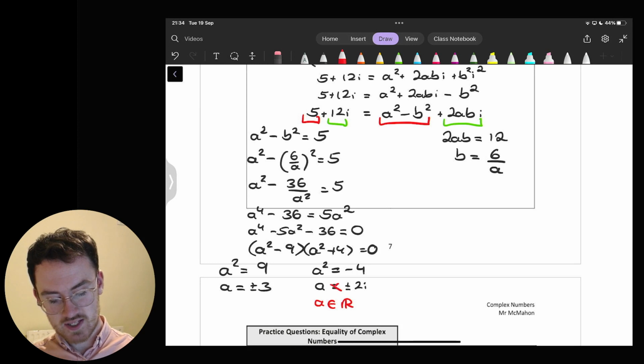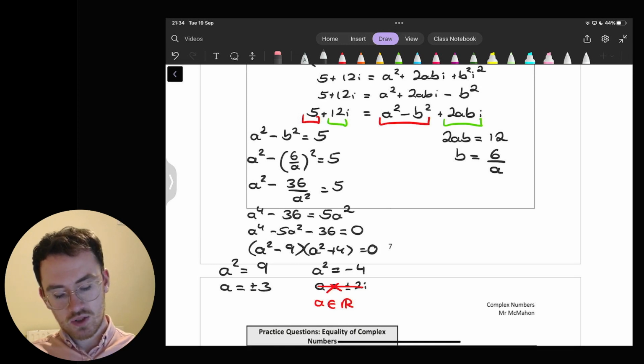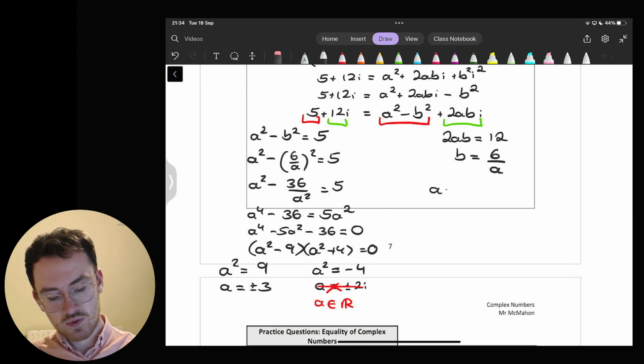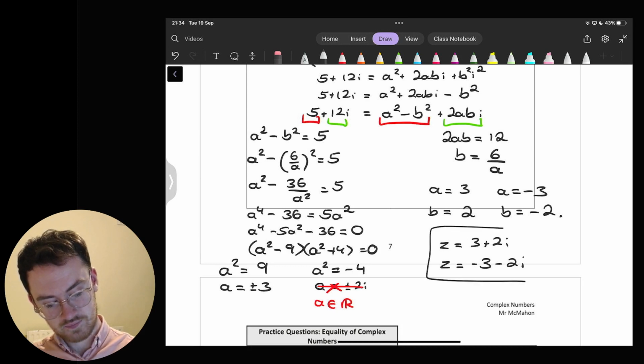So this part is not allowed. A has to be a real number by definition. So we know that a is plus or minus 3 now. So if a is 3, that would make b 2. And if a is minus 3, that would make b minus 2. So my two numbers are 3 plus 2i and minus 3 minus 2i.